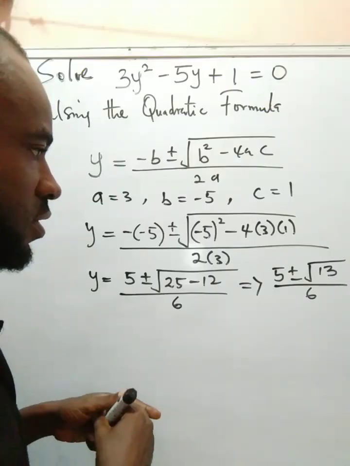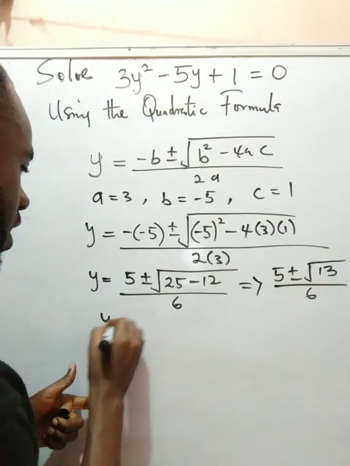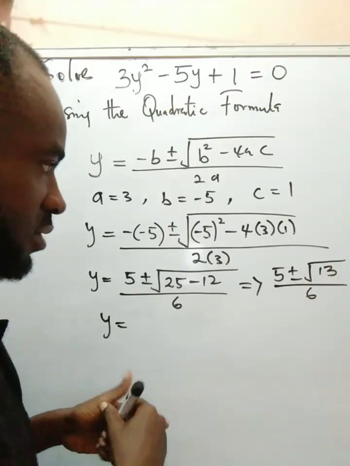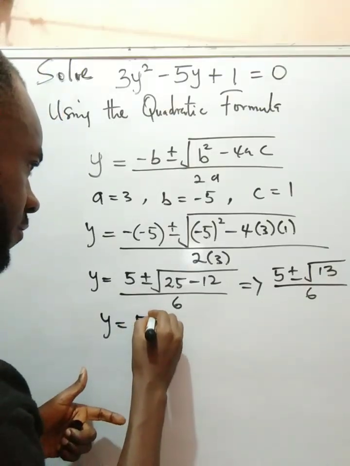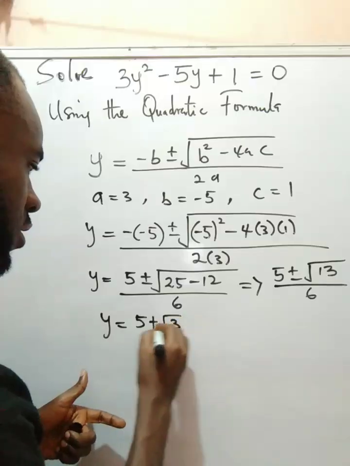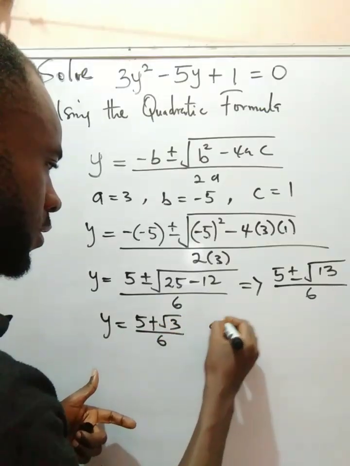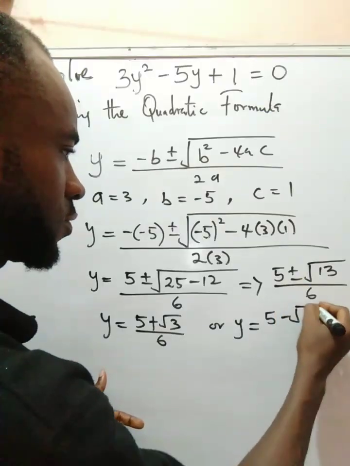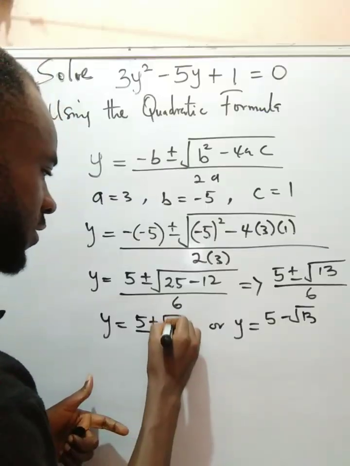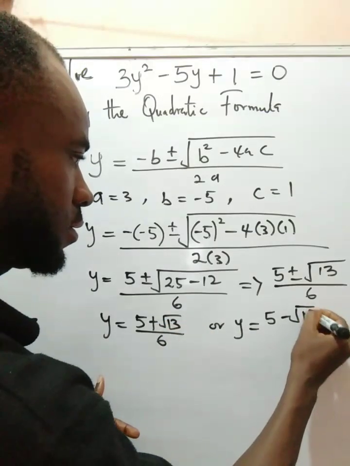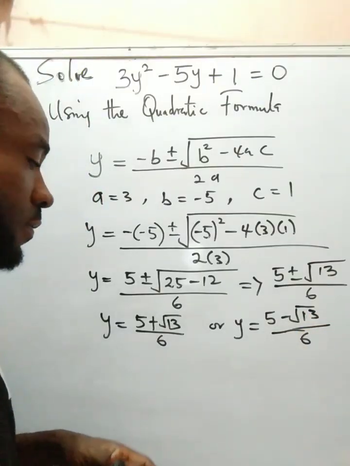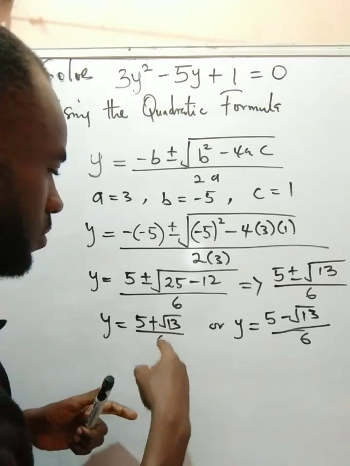So from here, we can now separate, this plus or minus simply means y equals 5 plus square root of 13 all over 6, or y equals 5 minus square root of 13 all over 6. Can you see that? Okay, so let's go, we are almost done.